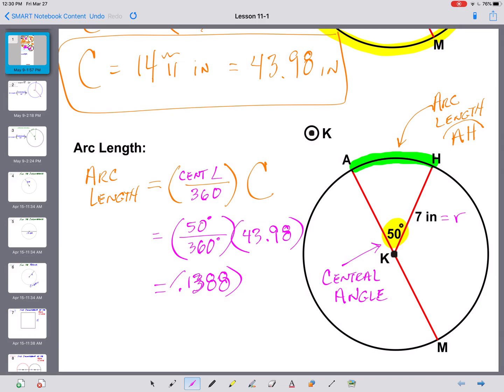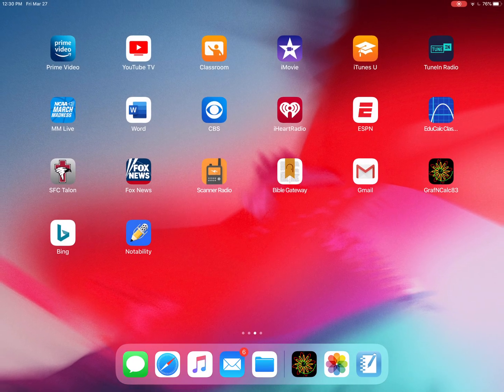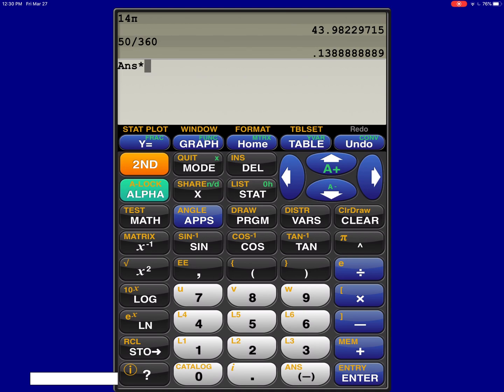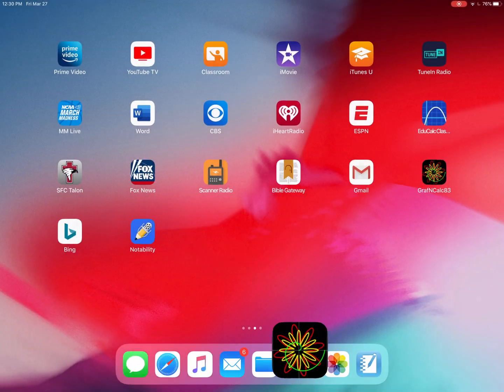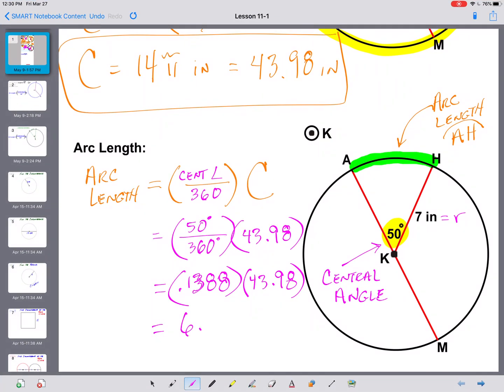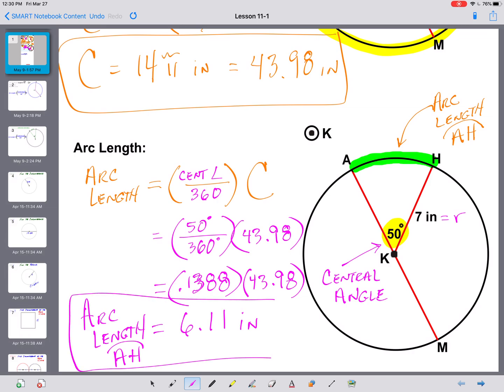0.1388 times 43.98. Okay, let's get our answer here. Take that and multiply it by 43.98. Get our total answer. Let's call it 6.11. Okay, 6.11. Now, what's the units? It's just a distance, so it's just going to be inches in this problem. There it is. That's our arc length right there. We'll call it arc length AH with the little symbol. Boom, we're done with that.